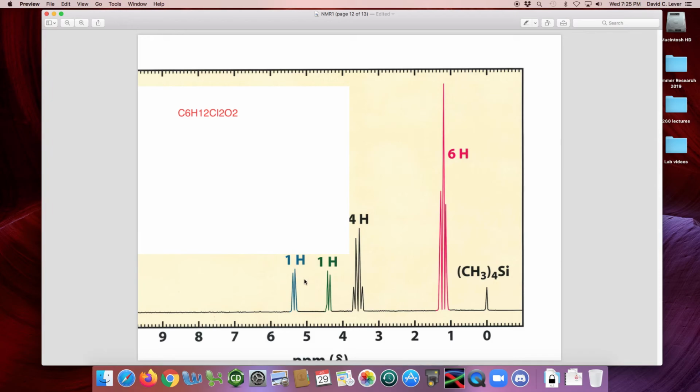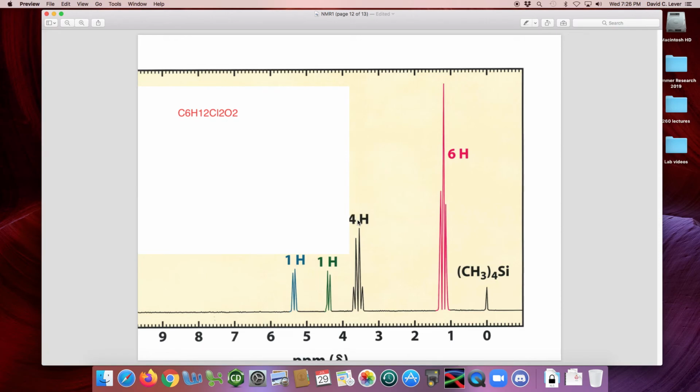We see that there are actually only 4 different signals for the 12 hydrogens, and that there are 6 hydrogens that are giving rise to a triplet here. 6 hydrogens is a multiple of 3. It's probably a pair of identical CH3 groups, a pair of methyl groups. And those methyl groups are split into a triplet, which means they're adjacent to 2 hydrogens, right? 3 peaks would mean 2 adjacent hydrogens. So this is probably 2 adjacent CH3 groups next to CH2s, right, which is an ethyl group.